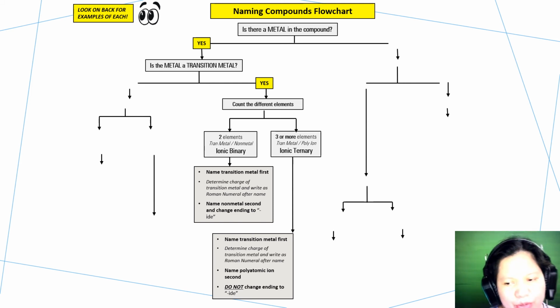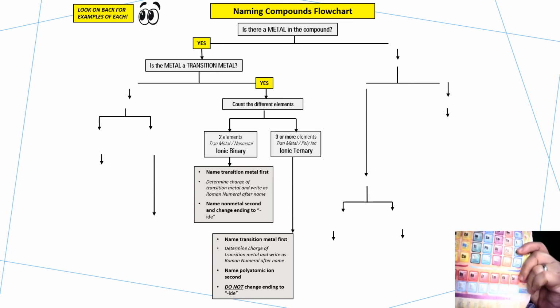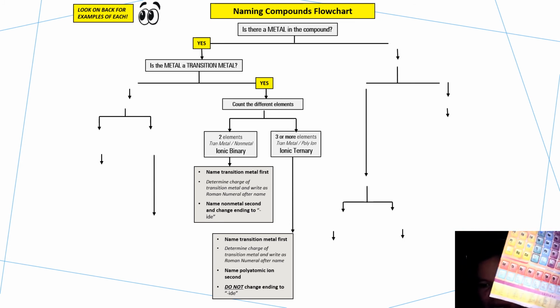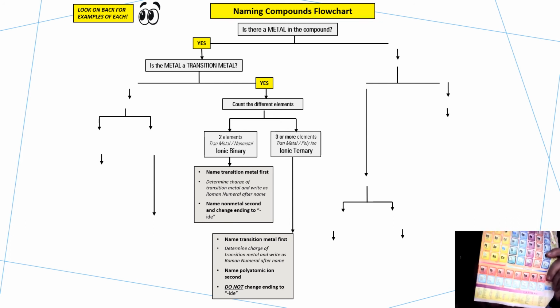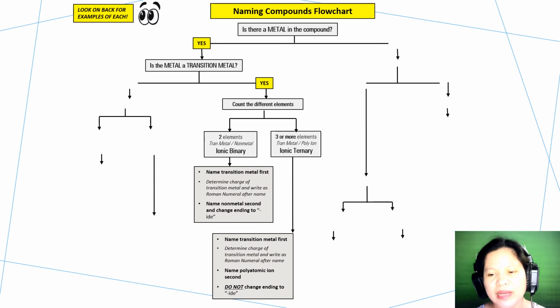So, kung makikita mo yun sa periodic table mo, sa baba, yung mga polyatomic ion natin, may mga pangalan na yan. So, kukopyahin mo lang siya. Hindi na kailangang papalitan ng IDE. Remember that. Again, I'll repeat, hindi po kailangan palitan ng IDE yung polyatomic ion. As is po yun. So, kung anong nakasulat doon, kukopyahin mo lang. So, yun lang yung idadagdag mo doon. Sige, going back to the question.